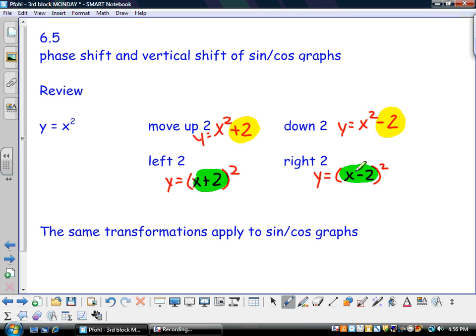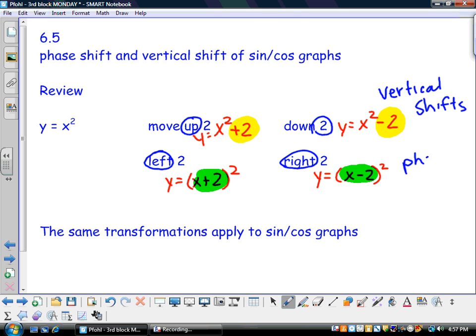We said it would be the exact same thing for sine and cosine graphs. Movements up and down were called vertical shifts. And movements left or right on a sine graph were called phase shifts.